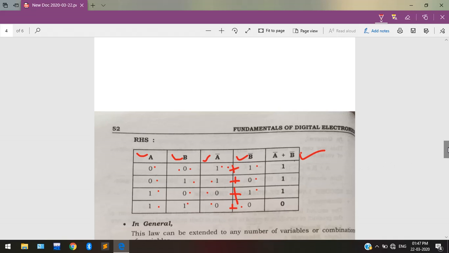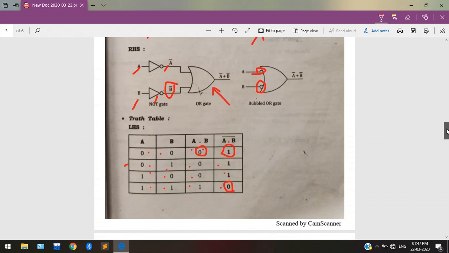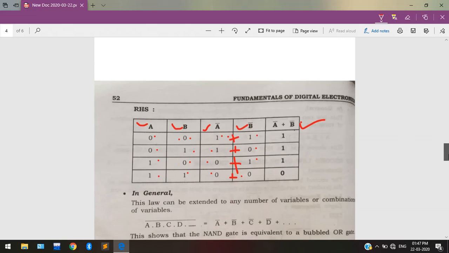So you see here, again like De Morgan's first theorem, the LHS is equal to RHS. Here LHS is the last column, A bar dot B bar, and the output is 1110. The RHS, A bar plus B bar, is also 1 1 1 and 0. So we can conclude that LHS is equal to RHS.